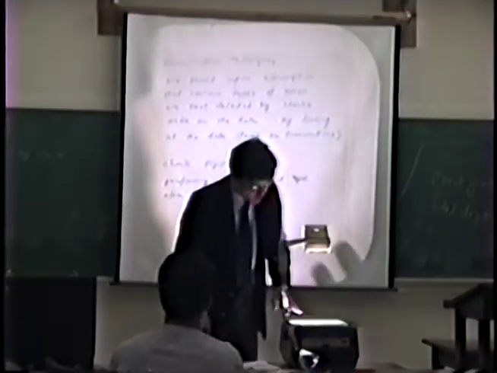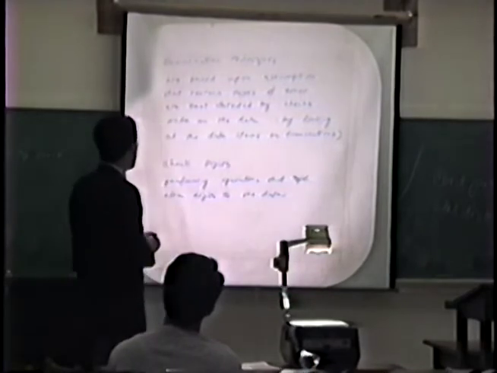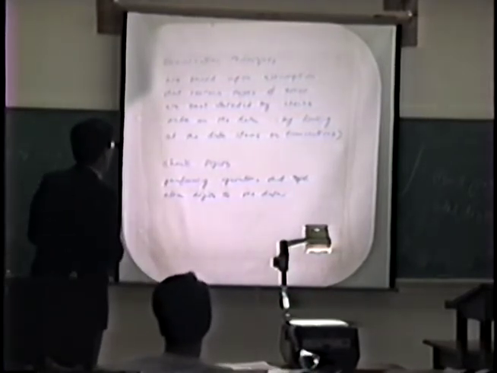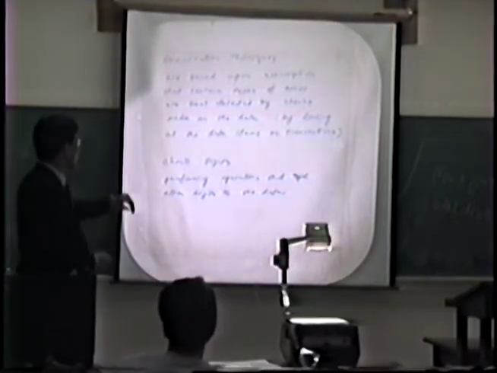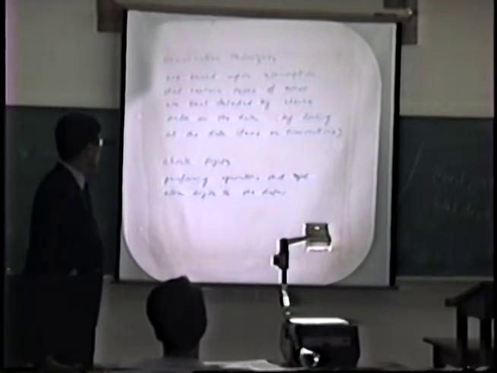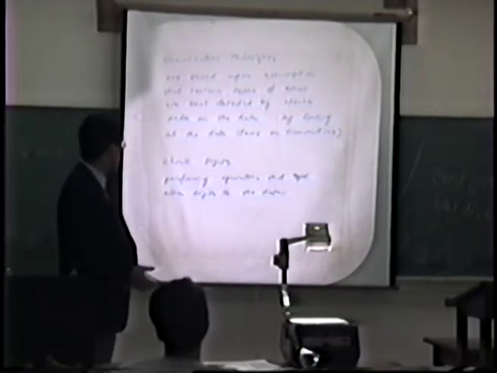Degeneration technique and check digit. Degeneration techniques are based on the assumption that certain types of error are best detected by checks made of the data, by looking at the data items or transactions. And check digit means performing operations that add an extra digit to the data.